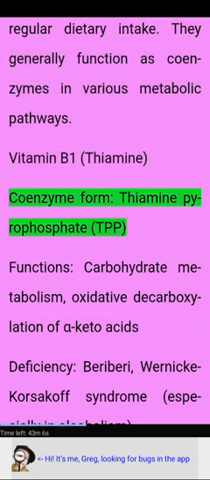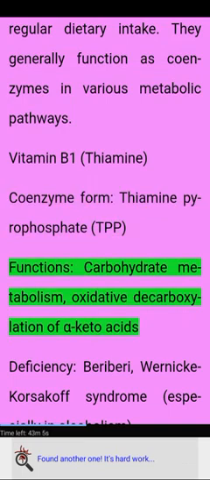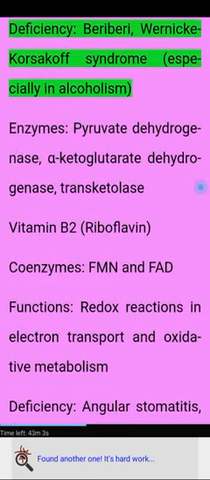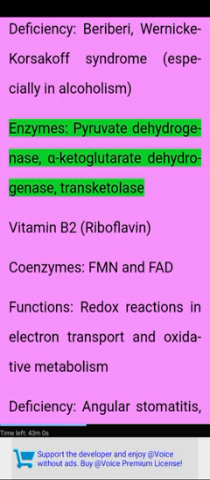Vitamin B1, thiamine. Coenzyme form: thiamine pyrophosphate, TPP. Functions: carbohydrate metabolism, oxidative decarboxylation of alpha-keto acids. Deficiency: beriberi, Wernicke-Korsakoff syndrome, especially in alcoholism. Enzymes: pyruvate dehydrogenase, alpha-ketoglutarate dehydrogenase, transketolase.